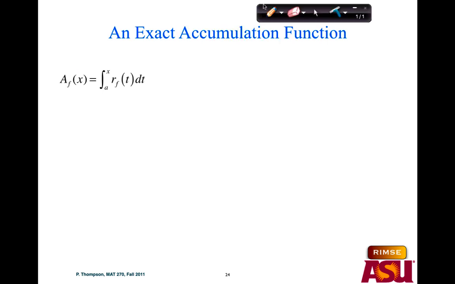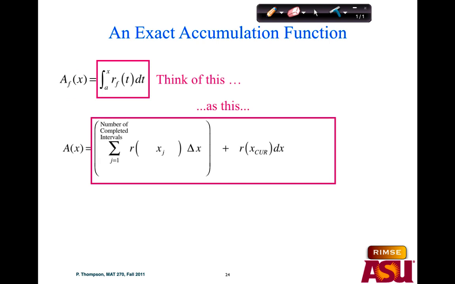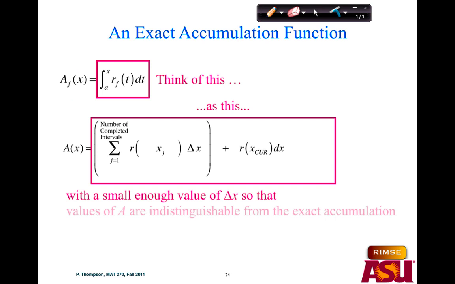Exact accumulation function. So there it is. So we want to think of this as this. Okay, so we think it came from this. So we think of the integral function as the summation of rate times delta x, r dx, but with a value of delta x small enough so that the values of approximate accumulation are indistinguishable from exact accumulation.